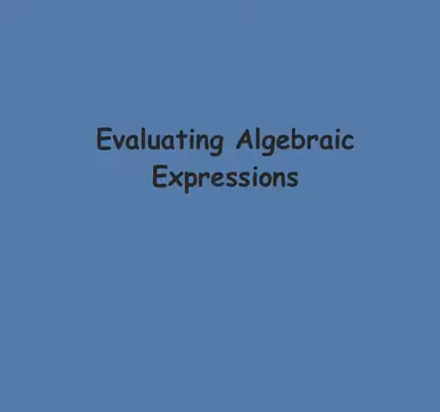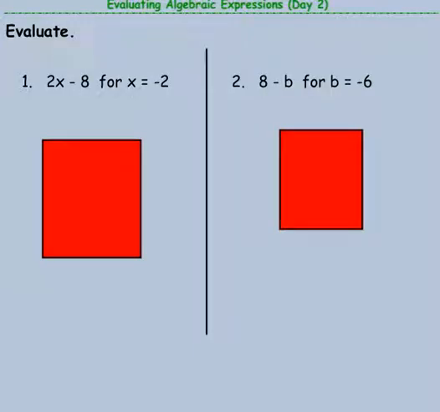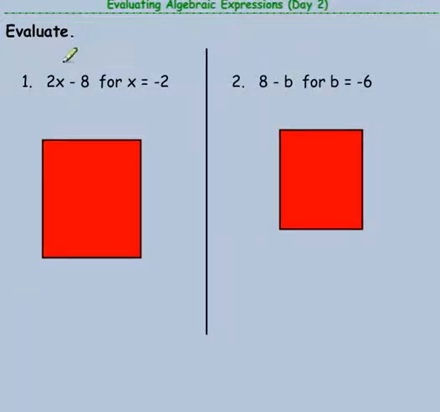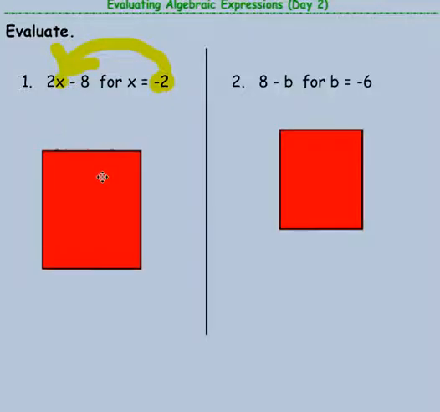Algebraic expressions. So as you can see here, we have evaluate 2x minus 8 for x equals negative 2. So here's our x, and they're telling you what x equals. So what we're going to want to do is plug in that negative 2 for that x. It's important that when you're plugging in, you put parentheses around that variable.